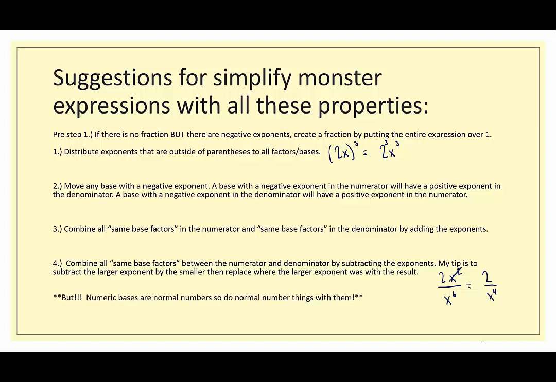And lastly, we just want to keep in mind that our numerical bases are normal numbers. We do normal number things with them. If it says 2 over 8, and then we have this x to the 4th, we'll say this is the fraction 2 over 8. We don't do any subtraction, right? These aren't exponents. These are normal numbers. 2 over 8, those share a common factor of 2, and it would be 1 over 4x to the 4th. So we just want to keep in mind, normal numbers, we do normal number things.